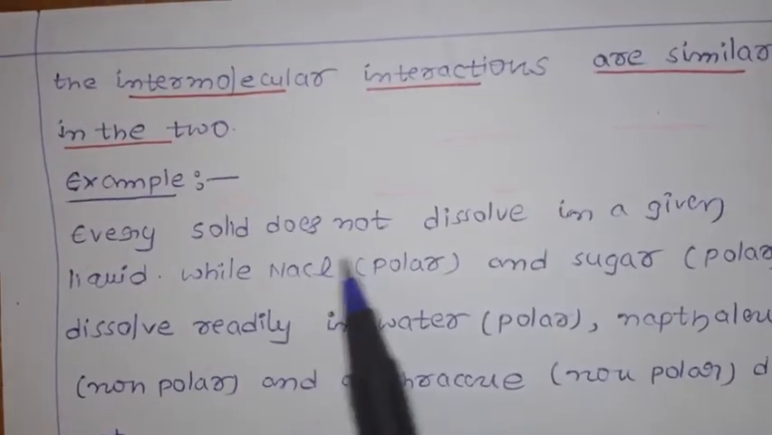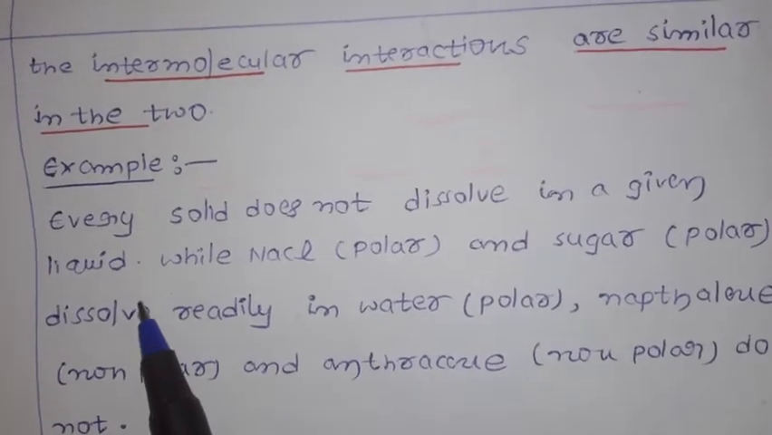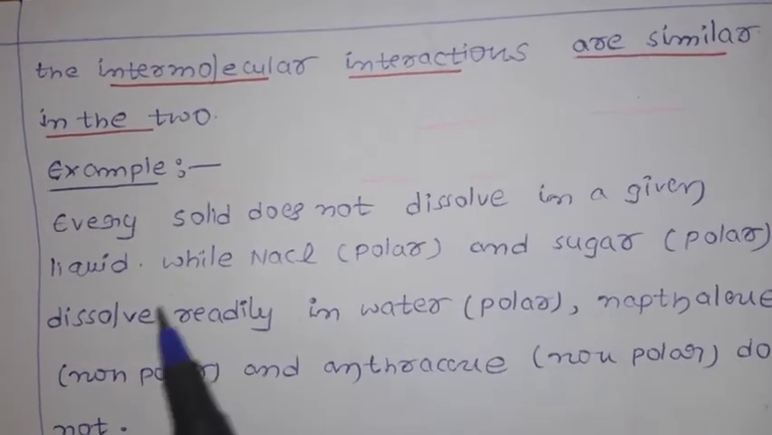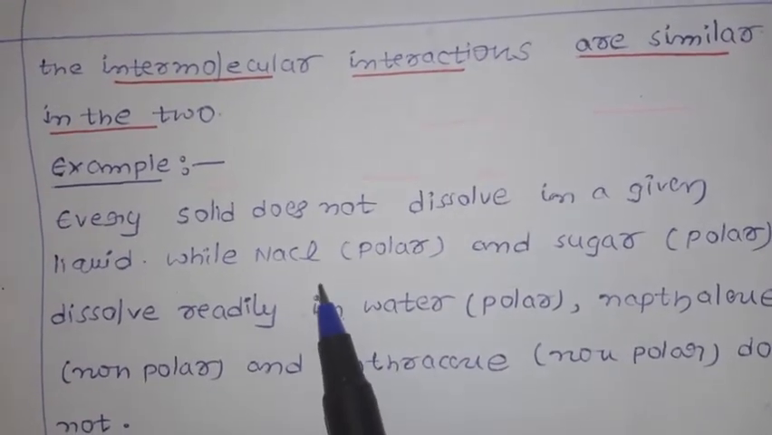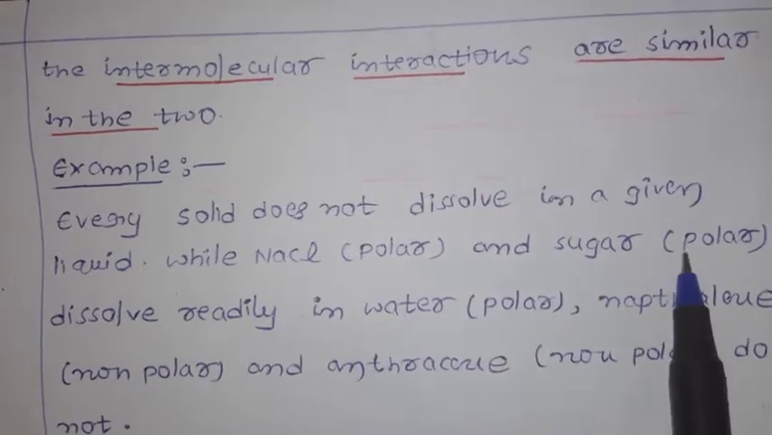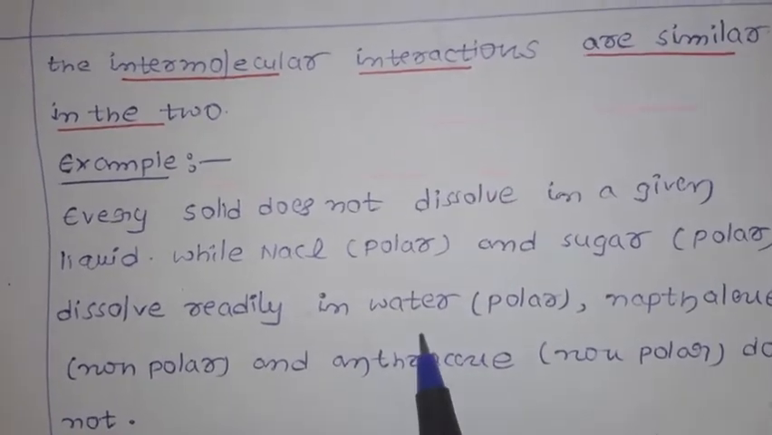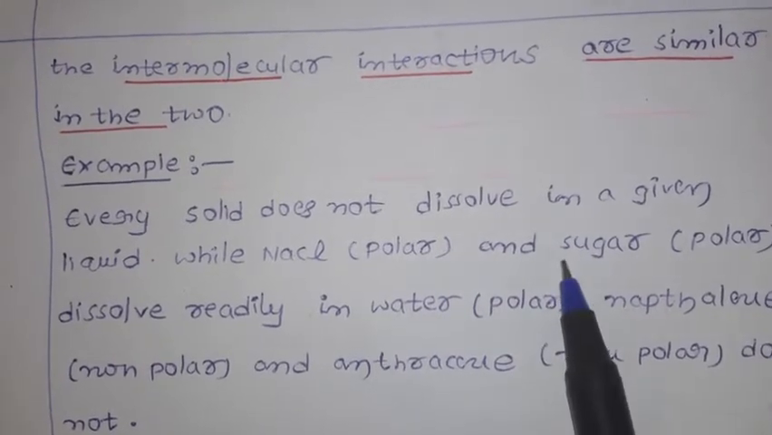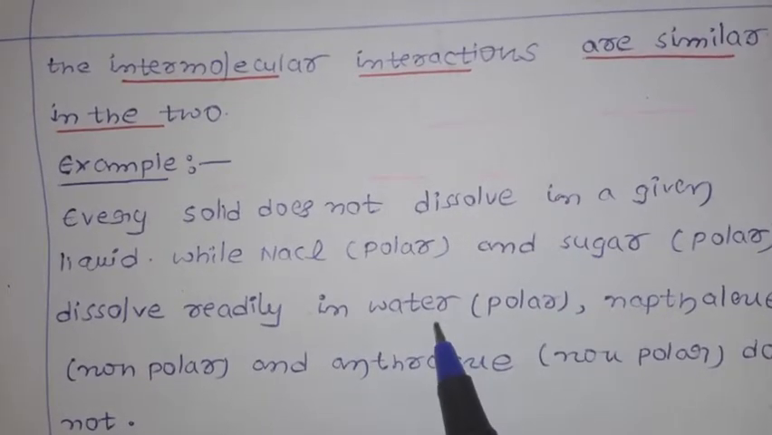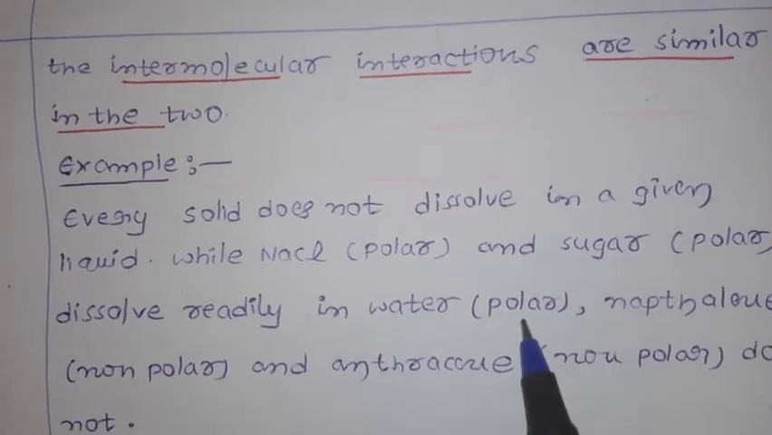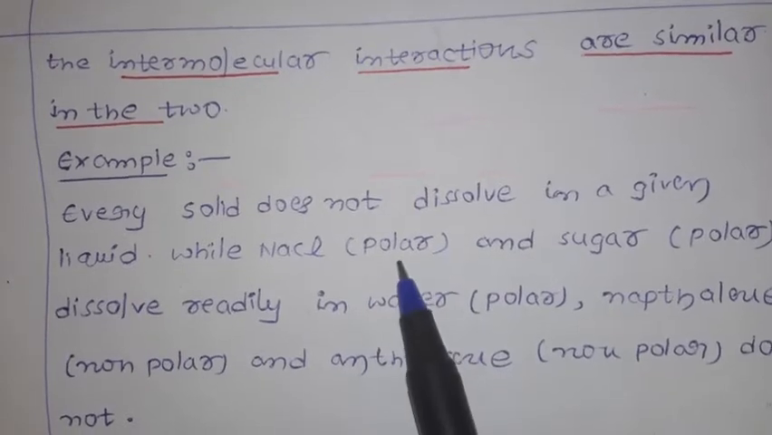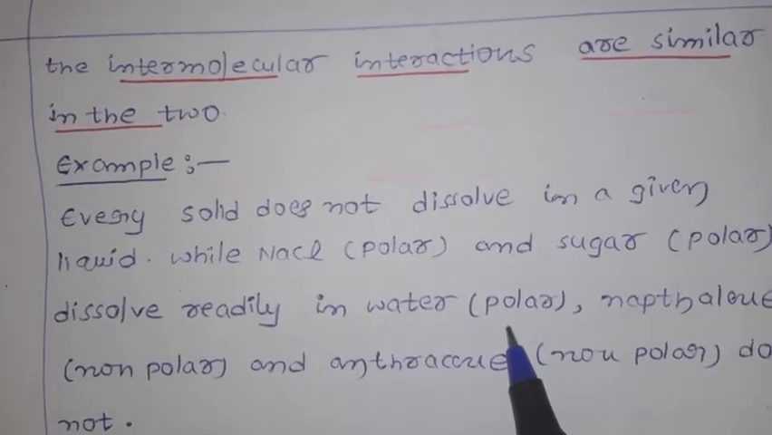Now let us see an example. Every solid does not dissolve in a given liquid. If you take any solid, does it dissolve in any liquid? No. Sodium chloride and sugar are both polar and dissolve readily in water. Sodium chloride is polar and sugar is also polar; these are both solutes and dissolve in water, the solvent, which means polar compounds can dissolve in a polar solvent. So sodium chloride and sugar can easily dissolve in water.